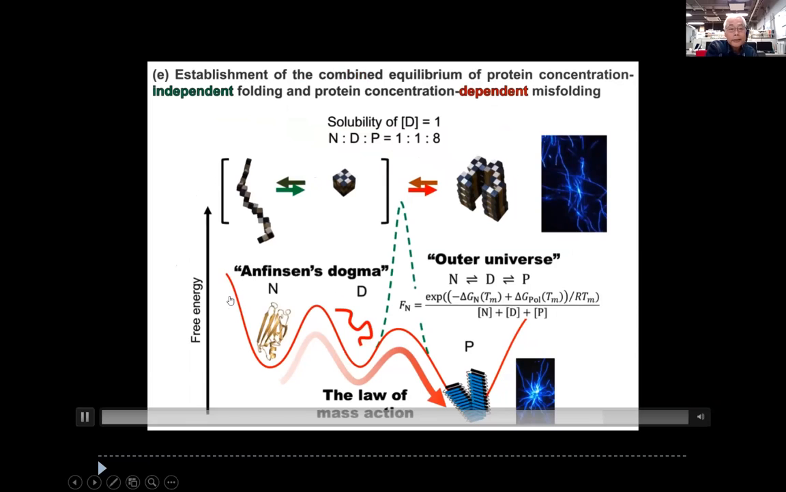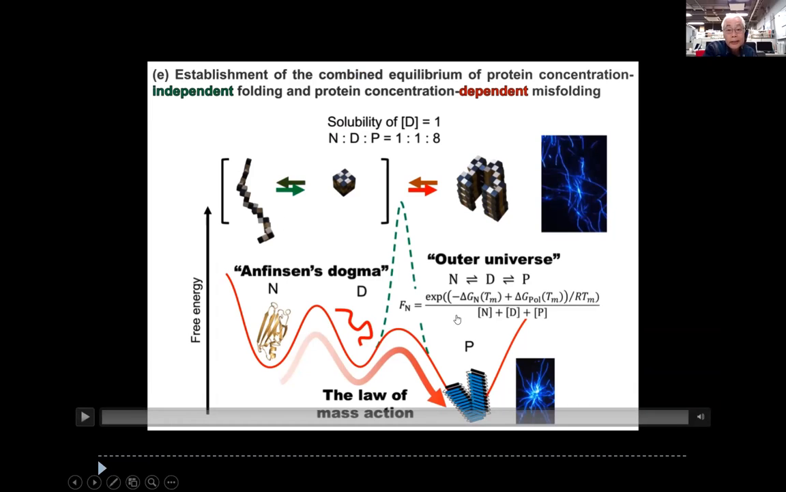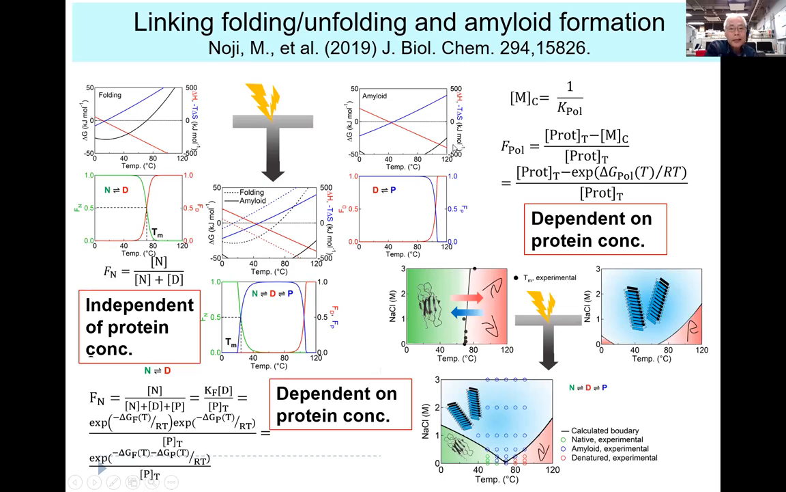So the final stage is 118. And the solubility of the denatured state is defined by the critical concentration. And for the native state, because we started at the midpoint of the transition, the native state is one. Under the supersaturation, native state is five, denatured state is five. So that is explained by this simple equation. This is the same equation I showed. And on this side, protein folding is independent of protein concentration. That is quite important. And the amyloid formation depends on protein concentration.